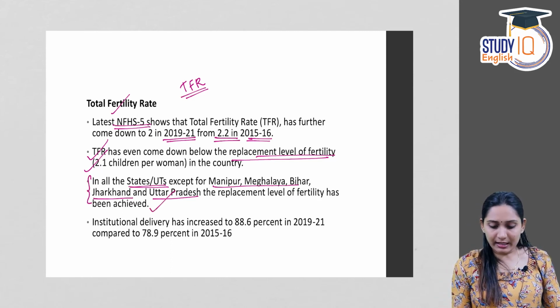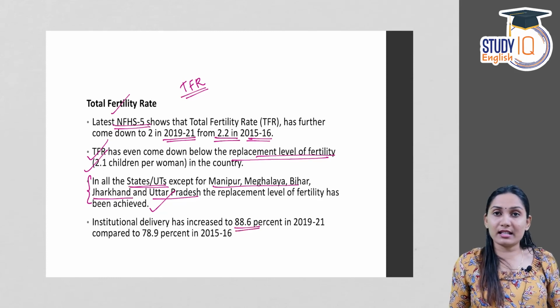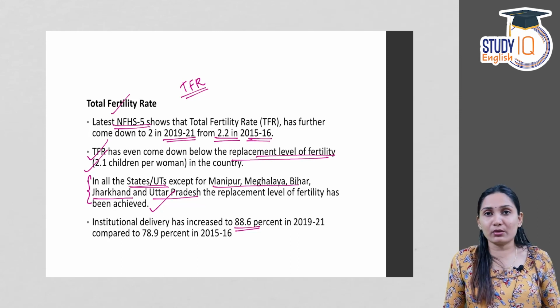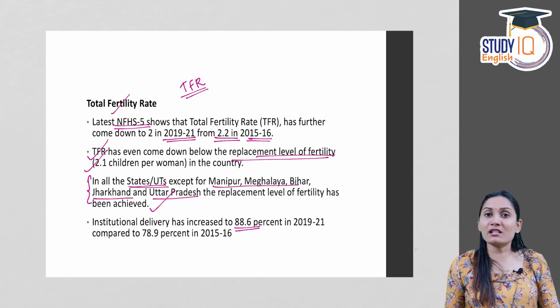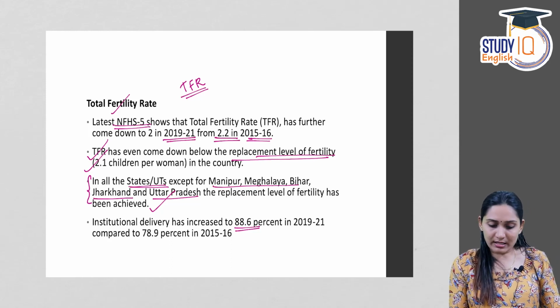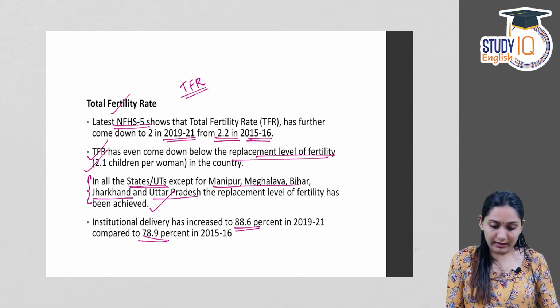Institutional delivery has increased to 88.6%. That is, 88.6% of the deliveries take place through institutional sources, that is through hospitals or recognized health centers. This is also an improvement from 78.9% earlier.